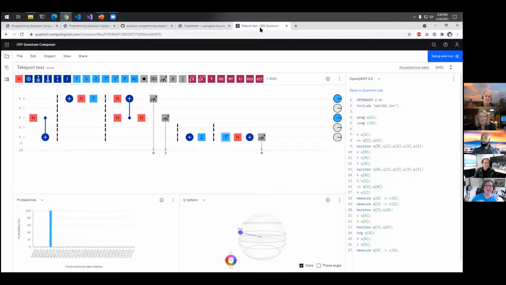Let me just flip to the IBM environment for a second, just to point to these things. This is actually the teleport test, which is from chapter 3. So we're not going to go through the details of this. But when I was going through, again, you can hover over and it'll tell you what these are. So an H gate is a Had operation. There's the NOT gate, the CNOT, the CCNOT, the Toffoli gate, which are not in chapter 2.